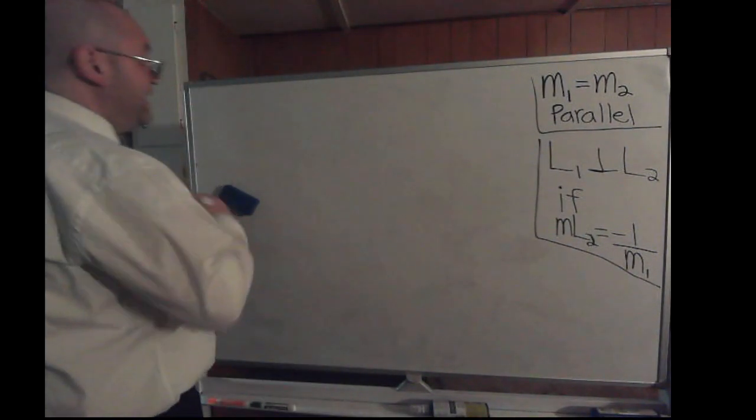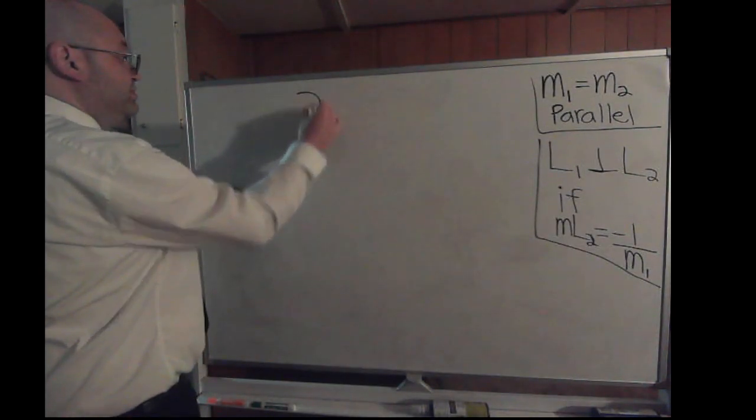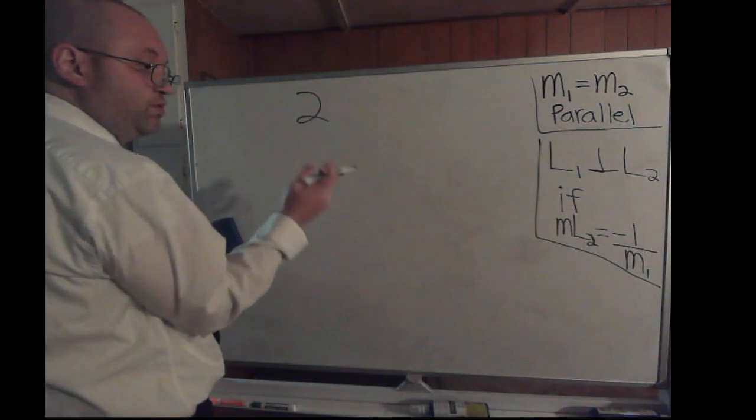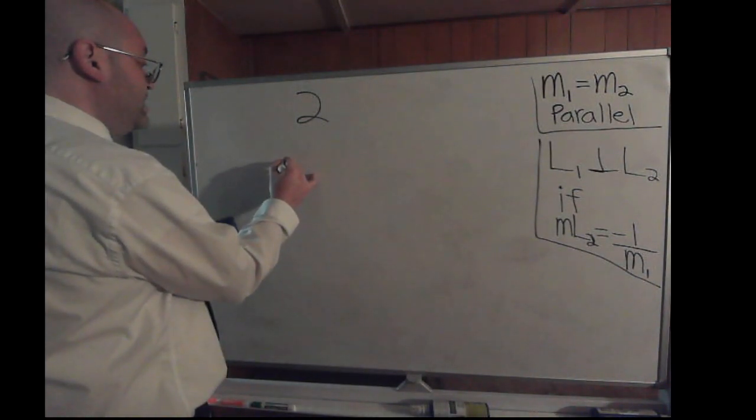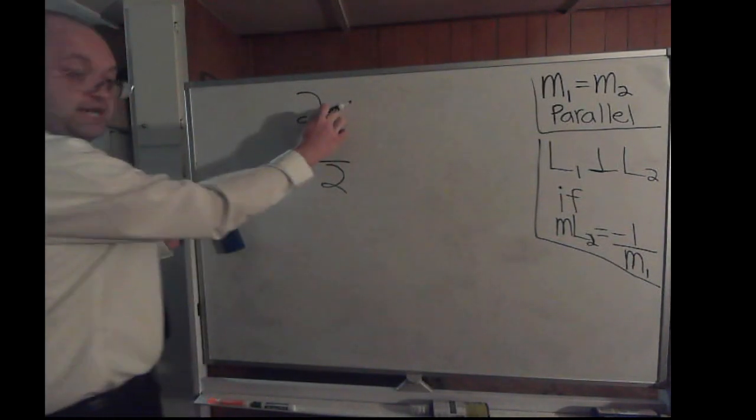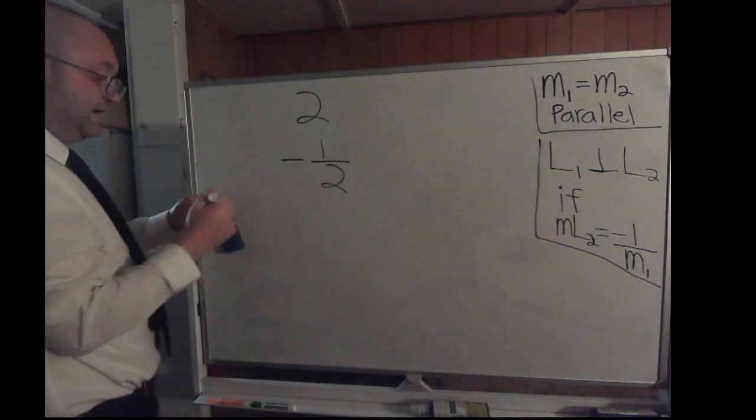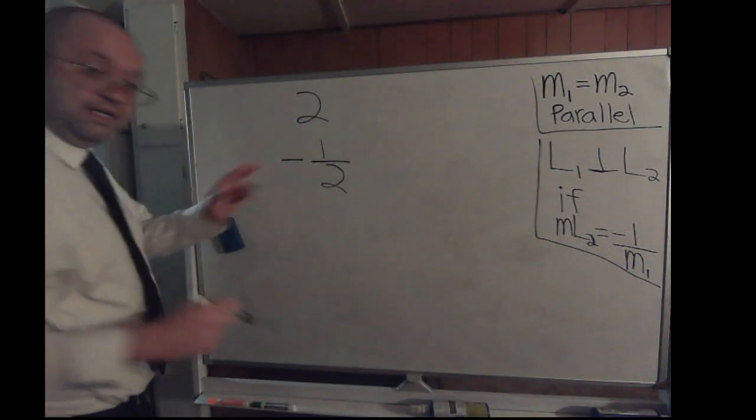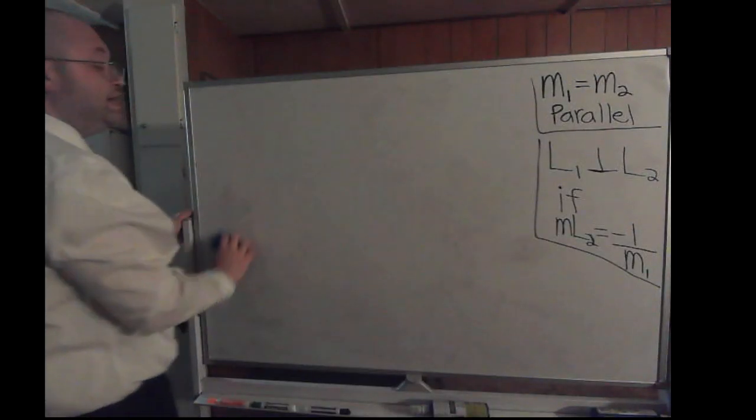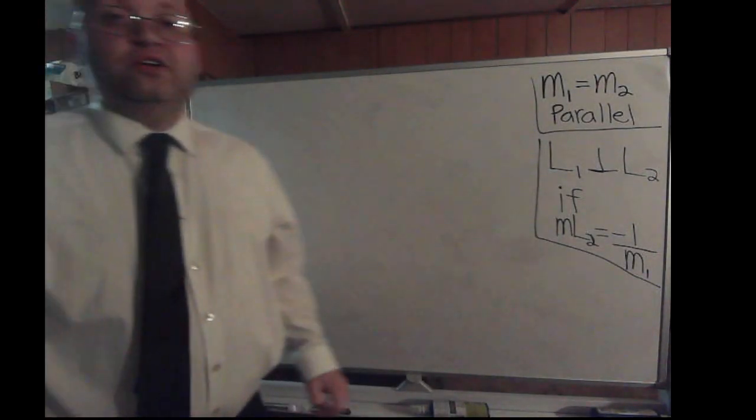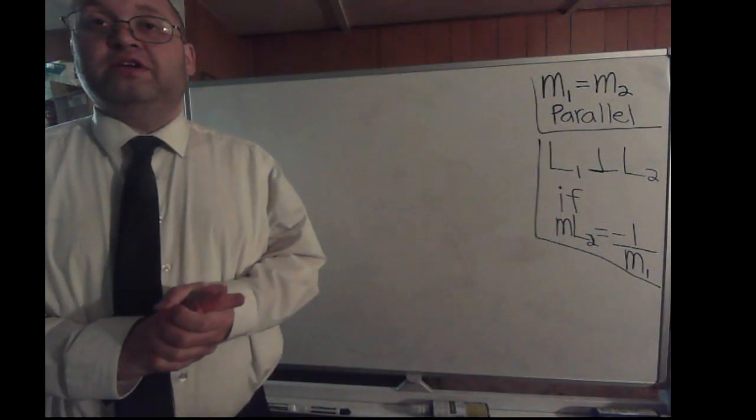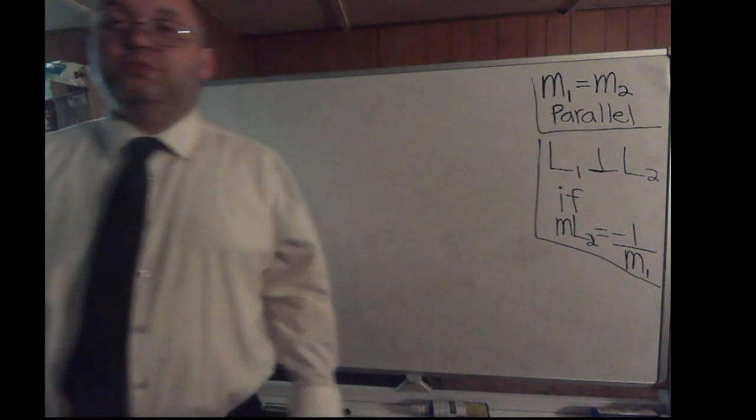Or let's say I have a line that has a slope of 2. I need to find the negative reciprocal of 2 in order to see if it's perpendicular. The negative reciprocal of 2 is negative 1/2. So if one line has a slope of 2, another has a slope of negative 1/2, they're perpendicular. And if they're neither, that means they intersect. They do intersect at some point, but they don't intersect in such a way where they're perpendicular, so we just say they're neither.